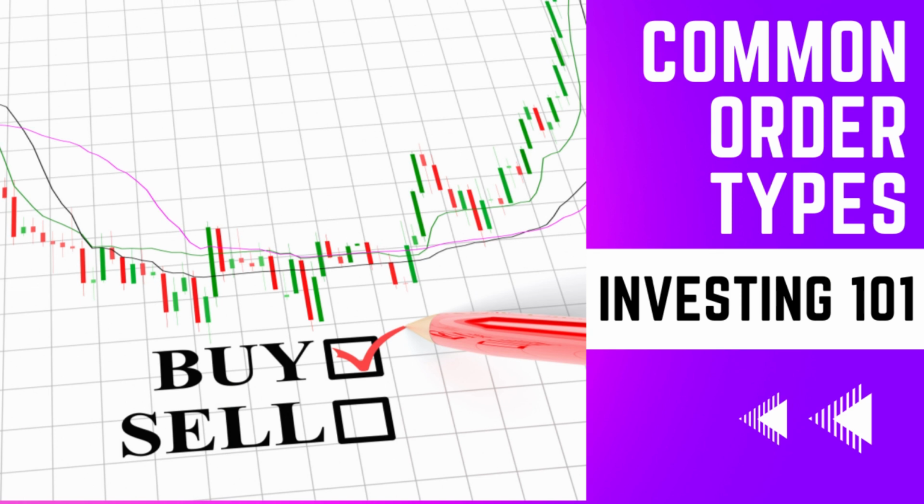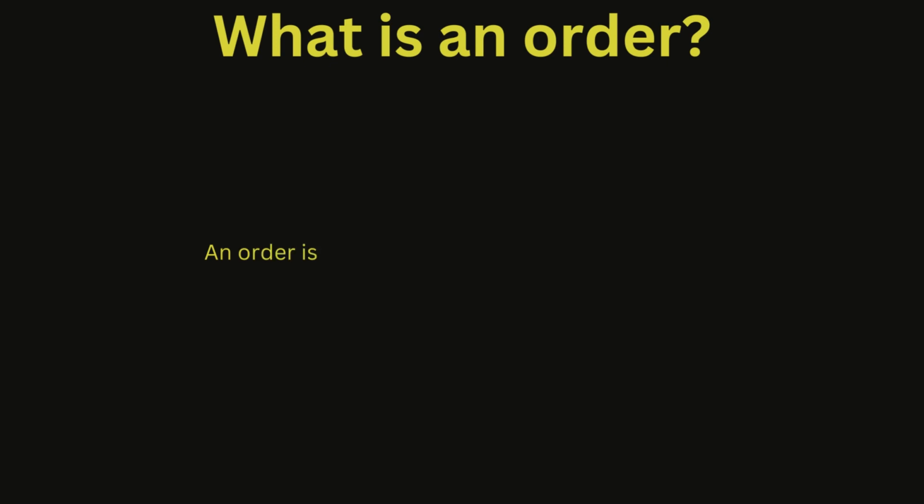Today we're going to talk about some of the more popular order types used by traders and investors. So first, let's define what an order is. An order is basically an instruction to buy or sell a stock or security. Depending on your investment goal, that will dictate what type of order you will use.